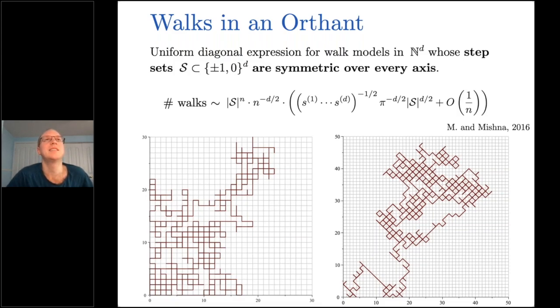There are these little S1, S2 up to SD that I didn't write in what those are. Those are just the number of steps that move forward in each coordinate. So this formula is completely explicit.